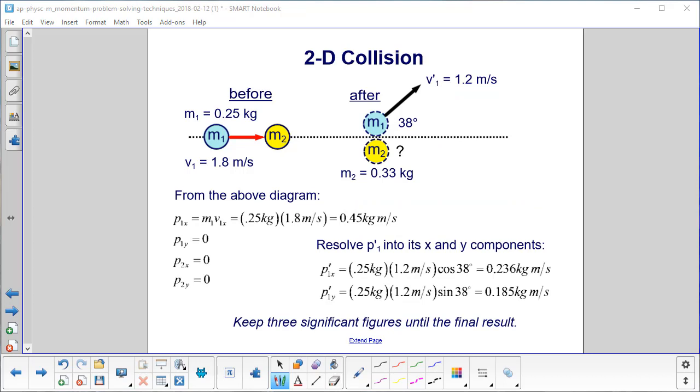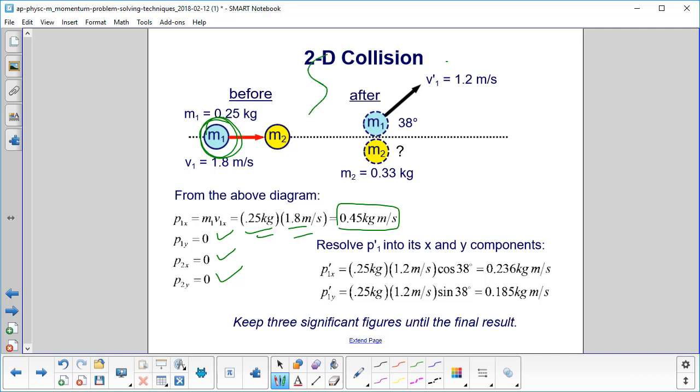Let's write down the components of the momenta as we see from the sketch. So we look at the diagram and we see that mass 1 has momentum in the x direction, m1 times v1x, 0.25 kilograms times 1.8 meters per second, and there's our initial momentum in the x direction. P1y is 0 because it's just moving in the x direction, and object 2 has no momentum at all, so it's 0. So let's go ahead and resolve P1 prime now into its x and y components.